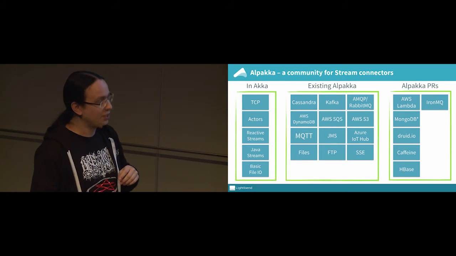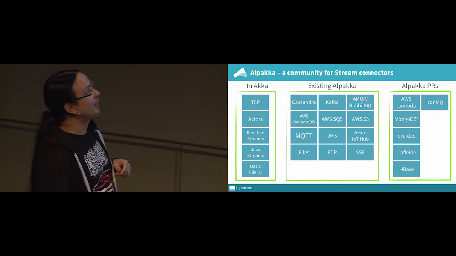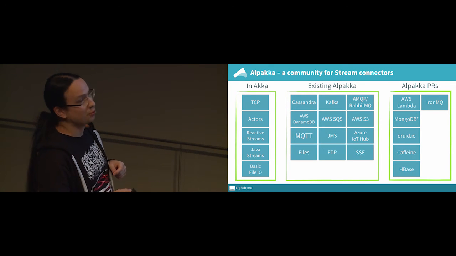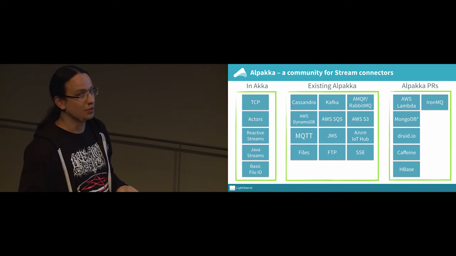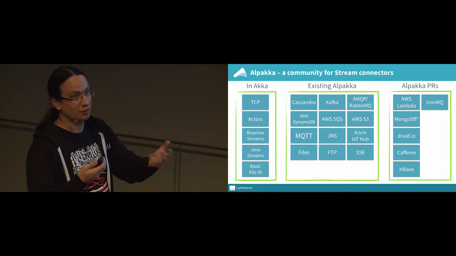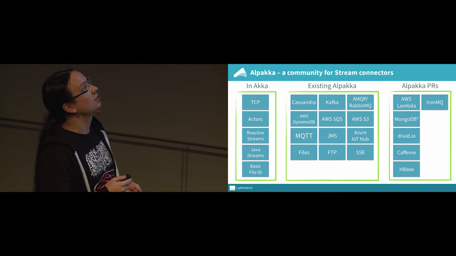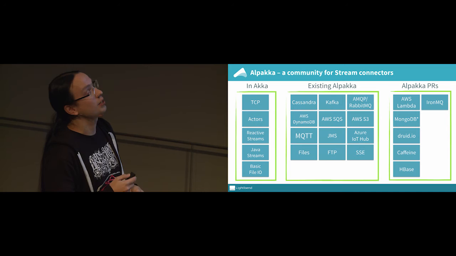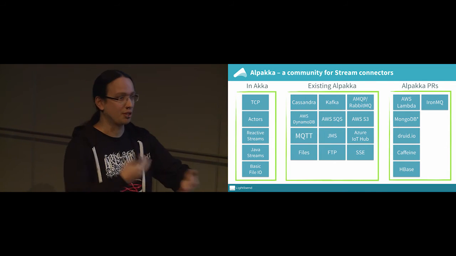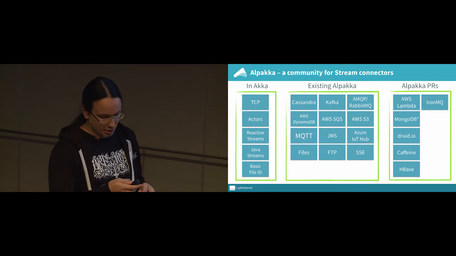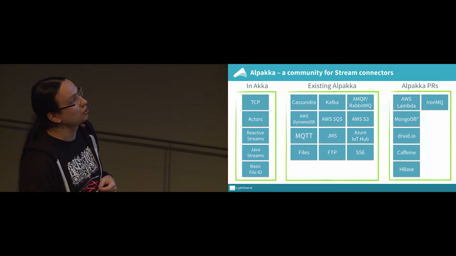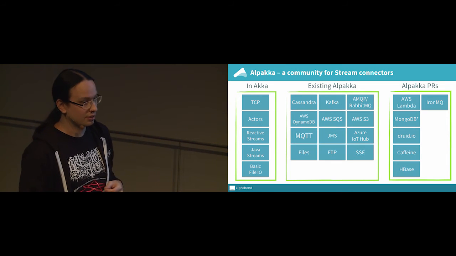So right now, built into Akka, we have some basic file I/O, Java Streams interop with both the old Java Streams and the new Java Streams, the Reactive Streams connector part where we can connect different implementations, and connectors for actors, and TCP stuff, so you can actually build your own socket-level streaming. And then in this Alpakka project, we have a bunch of connectors to different things.